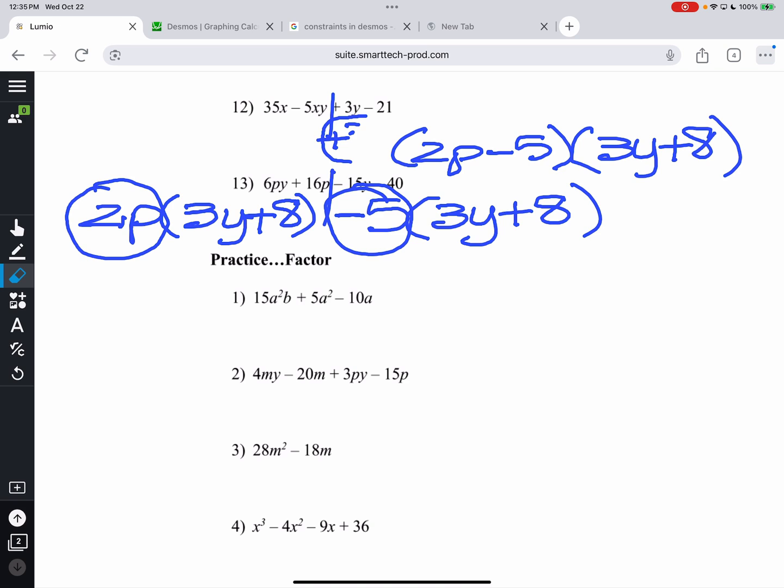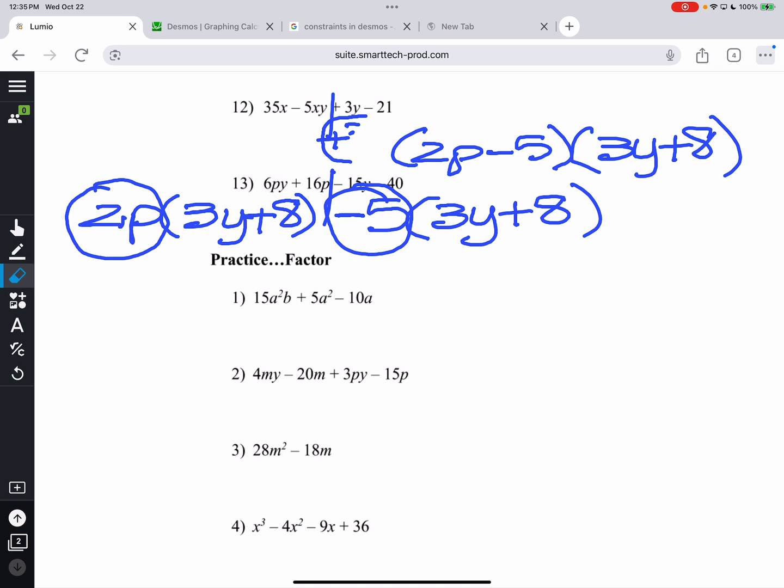Is this what we did in the beginning? What should you always ask yourself? What is the common factor? The first thing you always ask is, is there a greatest common factor? Sometimes there won't be, but there can be.